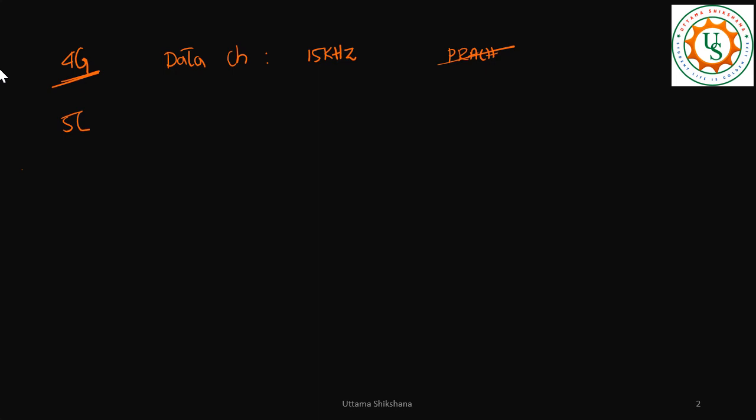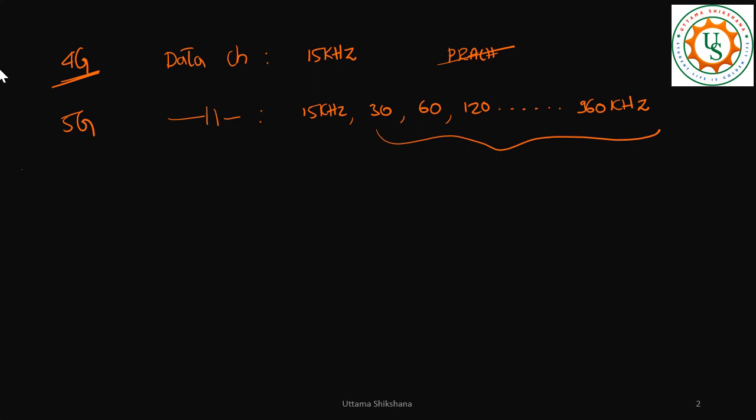But in case of 5G, for the data channels, what is the subcarrier spacing? It starts with 15 kilohertz, then it goes 30, then 60, 120, and even in release 17 and 18, we have up to 960 kilohertz subcarrier spacing. So why did we introduce these kinds of subcarrier spacing? What is the challenge that it is trying to overcome?